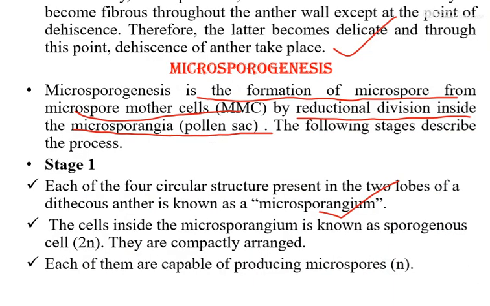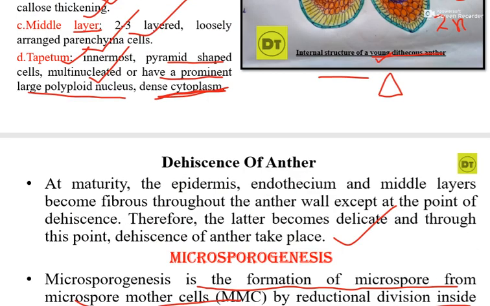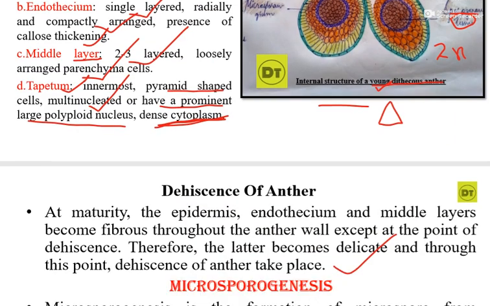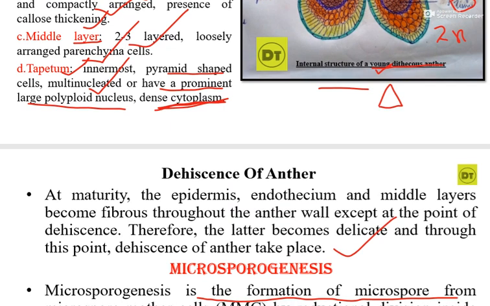Next you see, each of the sporogenous cells is capable of producing microspores, okay. Each of them will produce microspores, and later what will happen? These microspores will develop into pollen grains and these pollen grains are the structures which the anther dehisces, okay.